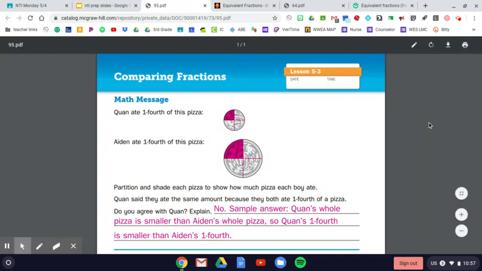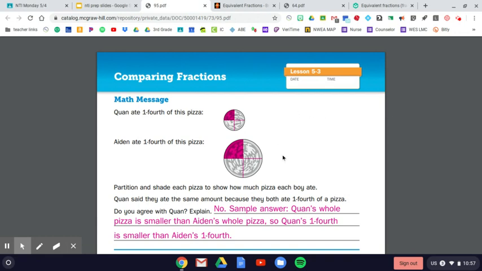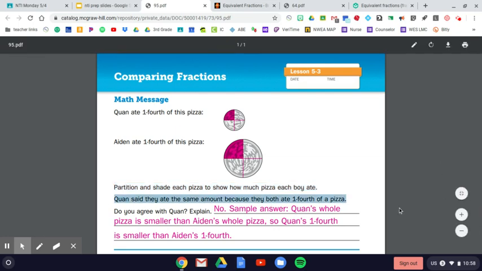The first way you can find out if a fraction is equivalent or not is to compare them. So we have two pizzas on our screen. This says Quan ate 1/4 of his pizza, and then Aiden ate 1/4 of this pizza. So the question was to partition, that means to cut, and to shade, that means to color in, how much pizza each boy ate. So here's Quan's 1/4 and Aiden's 1/4. And the question here says, Quan says they ate the same amount of pizza because they both ate 1/4 of the pizza. So is he right?